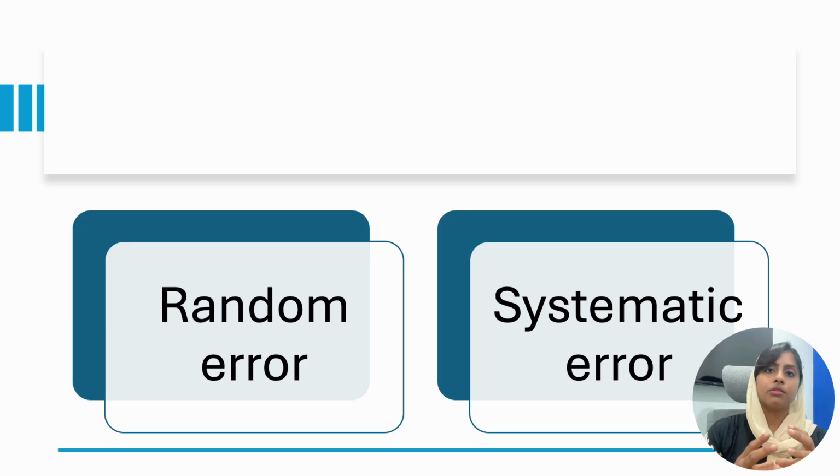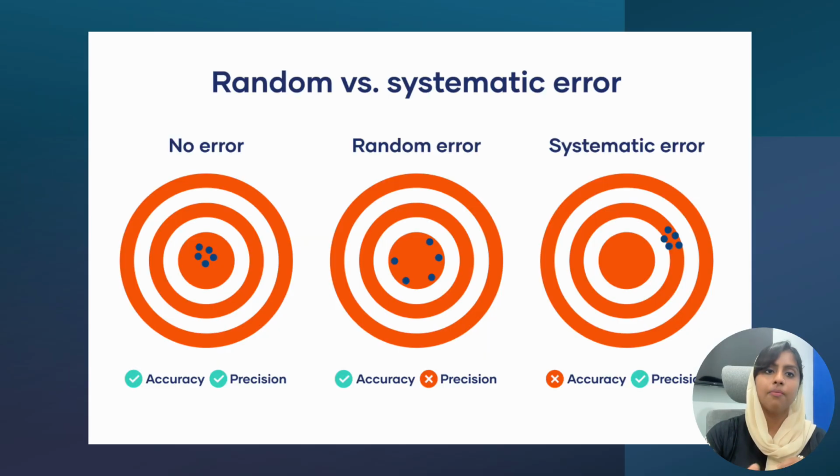When it comes to results in a research study, the validity is reduced because of two different errors. One is a random error and the next one is a systematic error. We'll have a look at what these errors are. If you take a look at the schematic diagram, in the first diagram you can see that all the arrows are pointed in the center and they're close together. So there is both accuracy and precision, and this is a scenario where there is no error.